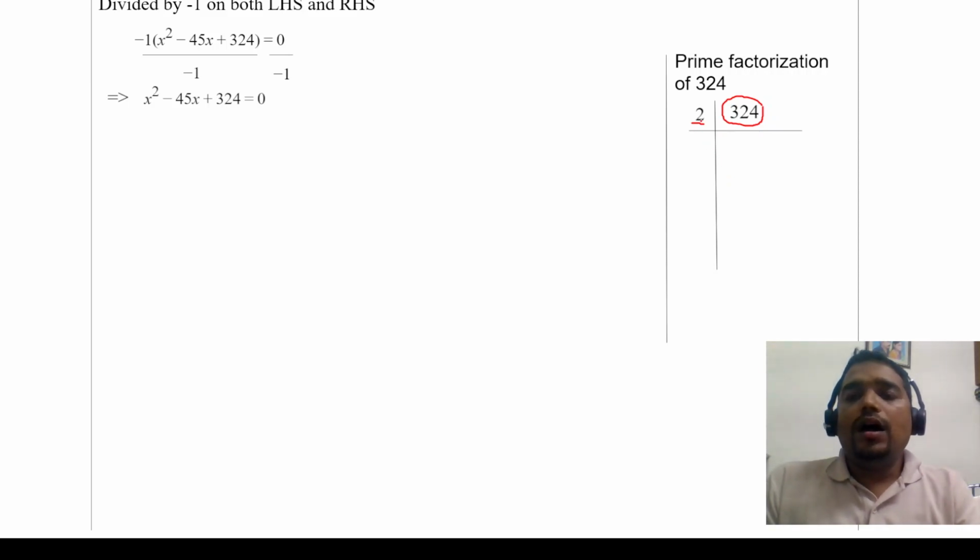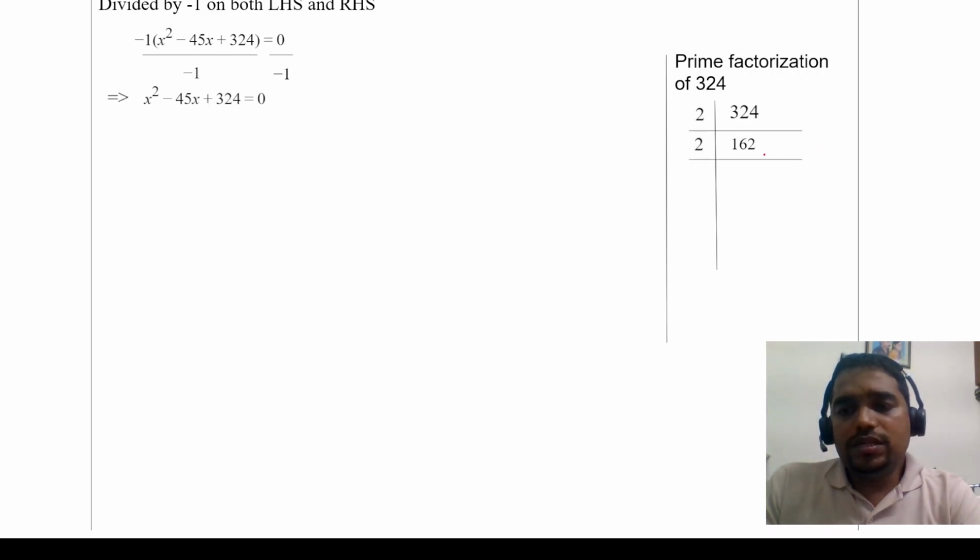Now let us see how to divide this particular 324 by the number 2. After dividing 324 by 2, we end up with 162. Since 162 is also even, let us divide by 2 again. After dividing by 2, the number we get is 81. Since 81 is not even, it would not get divided by 2.